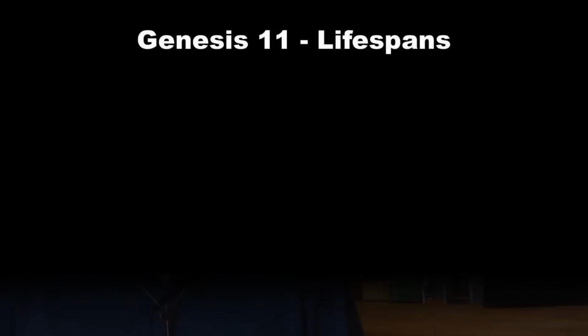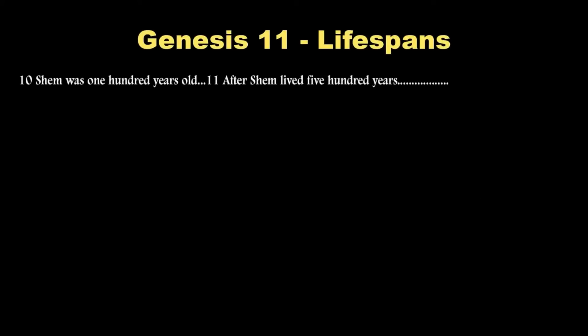Now we'll look at the genealogy in Genesis 11 to see how the lifespans were decreasing gradually. This genealogy is in a different format. We'll start at the top with Shem. The first verse is his age when he had his son Arphaxad at 100 years old. Then the next verse is how many years he lived after that, 500 years. So you have to do the math. 100 plus 500, and you get 600 total years that Shem lived.